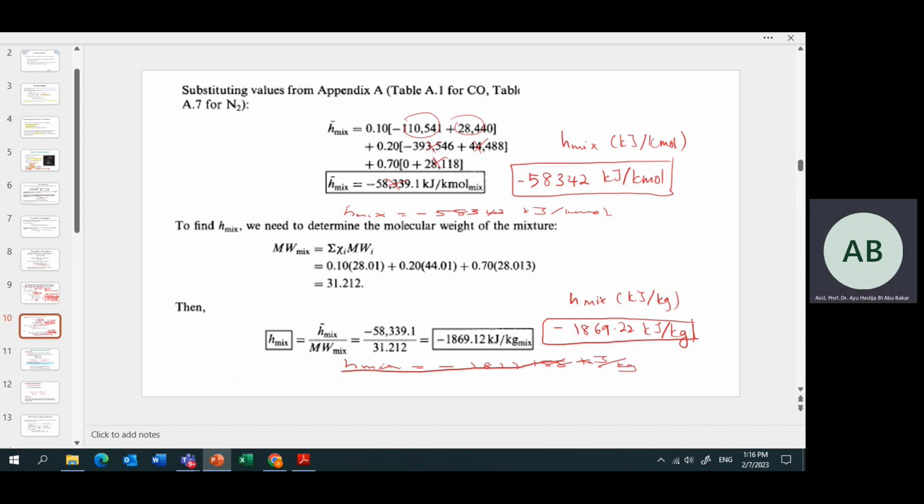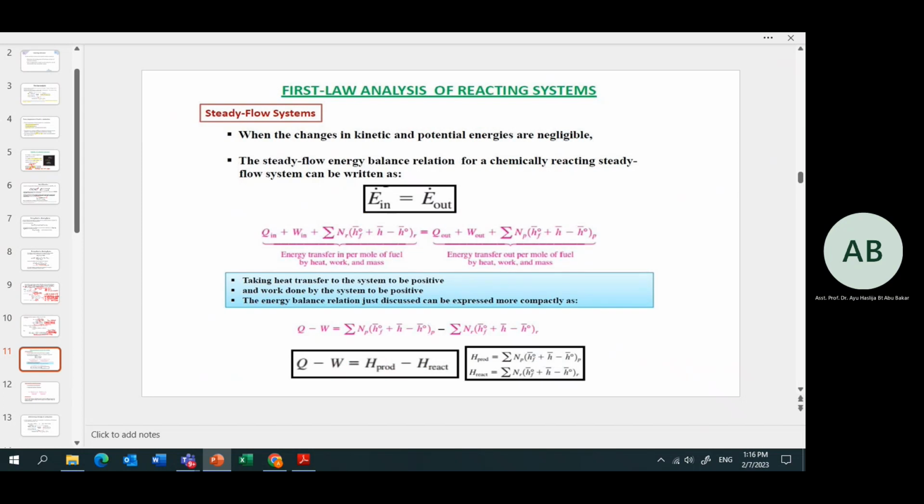Yeah, so I proceed to the next slide, where the first law analysis of a reacting system: we know that E in equals E out. Energy in equals energy out. So energy in, considering you have the heat, the work, and the reactant. The total heat produced by the reactant is equivalent to E out: Q plus W plus the products, the energy transferred out per mole of fuel.